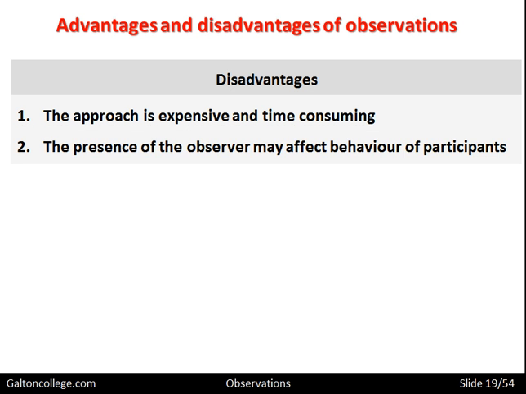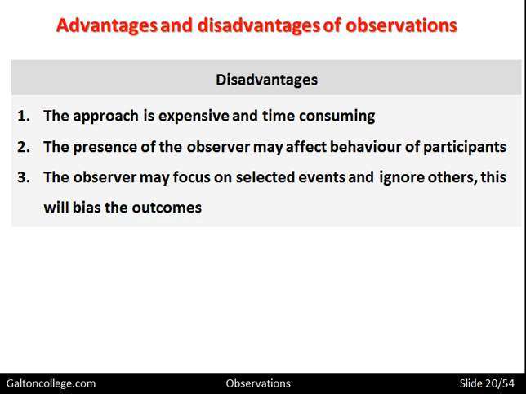Secondly, the presence of the observer may affect the behaviour of participants. That's a real problem. Sometimes the participants will give answers that they think the questioner wants. They're trying to please the person asking the questions and trying to give answers that will please them. But of course, those answers are not accurate. So there is a problem there that there may be bias.